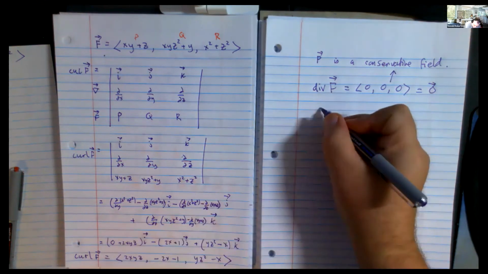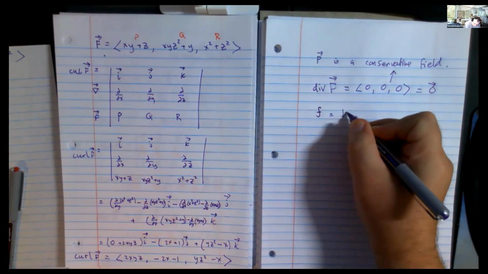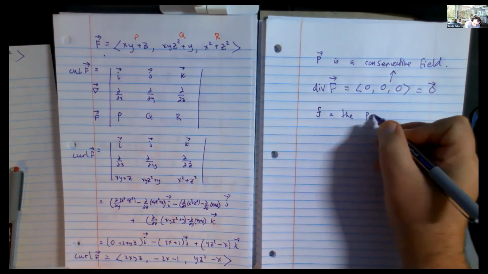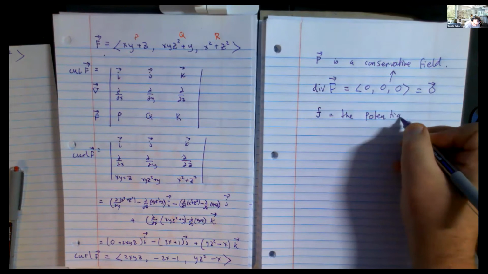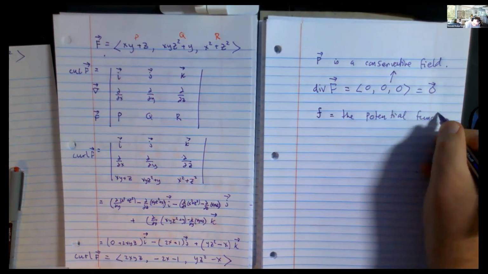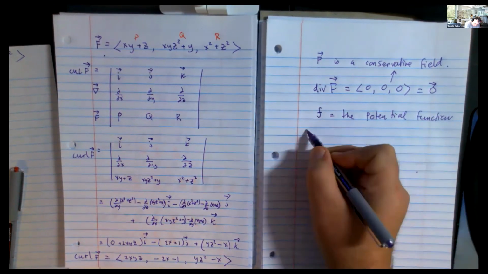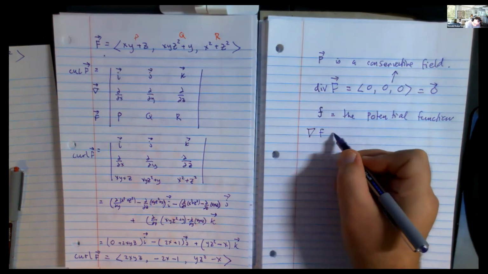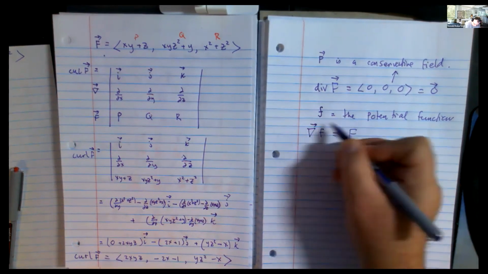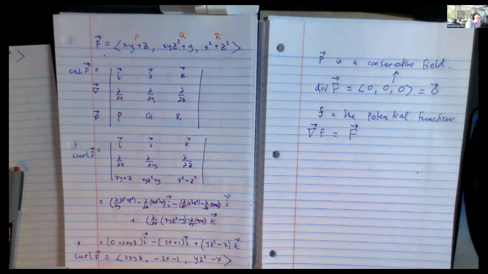And that means that you have a function called f, the potential function, that has that property. Just like we did in the 2D. Remember we did the potential function in 2D? You can expand that now to 3, 4, or 24.